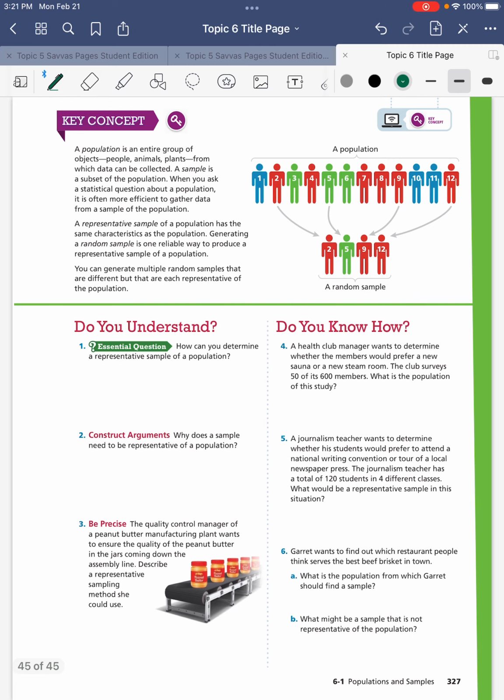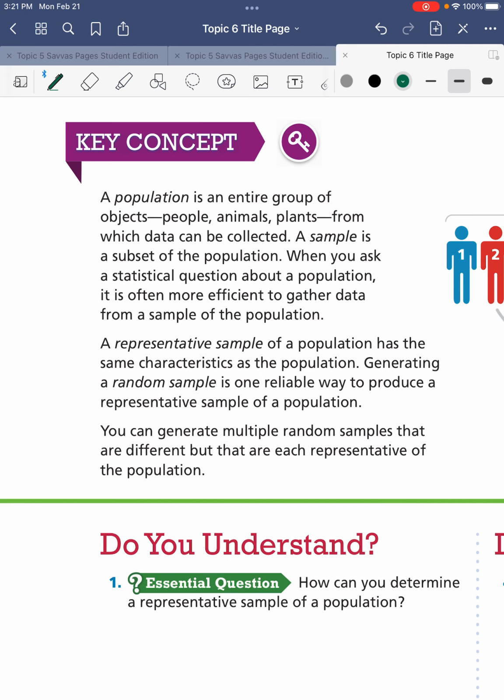So let's read through this key concept here. A population, key word, is an entire group of objects, people, animals, plants, from which data can be collected. So key phrase, population is the entire group. It's the whole group. Okay? A sample is a subset of the population. It's only part of the population. It's not the whole group.